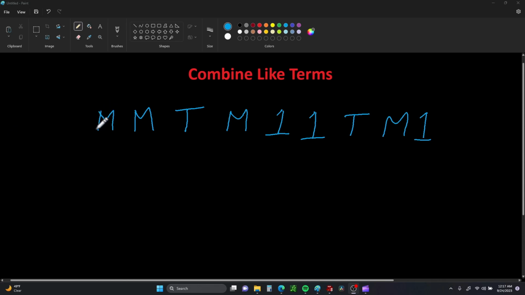Here we have a list of algebra terms. These are variables. They can be any number, but they're not the same variable. I've mixed m's and t's. We're giving x's a rest here. And then I have a few of these number ones put together.